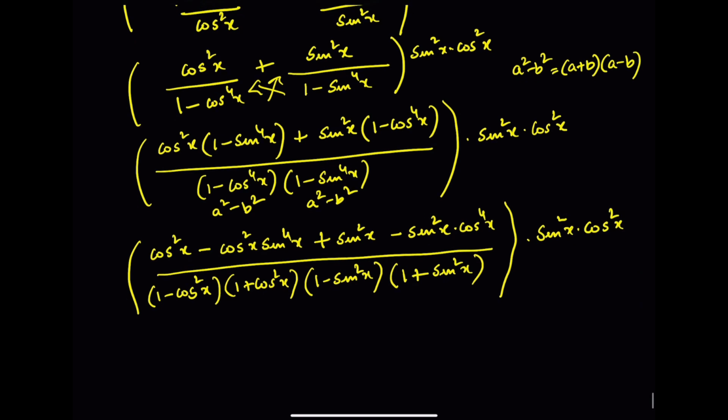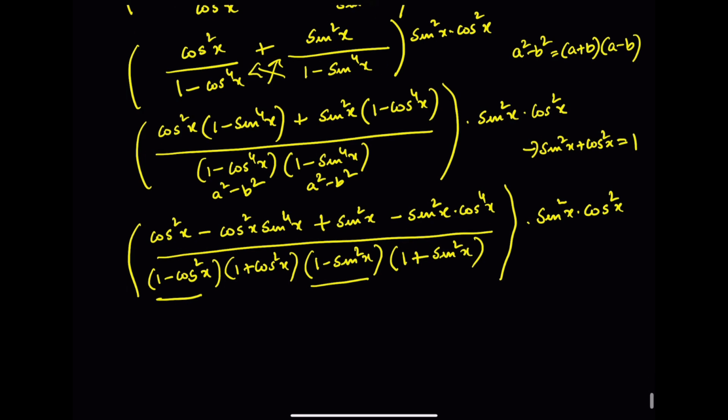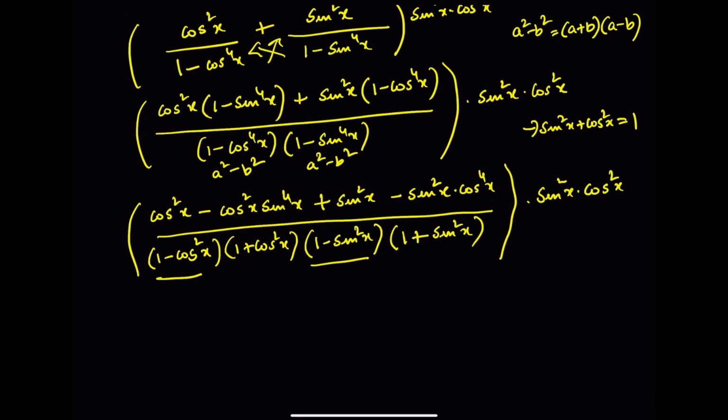Okay, now 1 minus cos square x can be changed to sin square x. 1 minus sin square x can be changed to cos square x, because we know that sin square x plus cos square x is equal to 1. So this is a primary identity. So let's change that part. Also one more thing we can do is cos square x plus sin square x can be changed to 1.